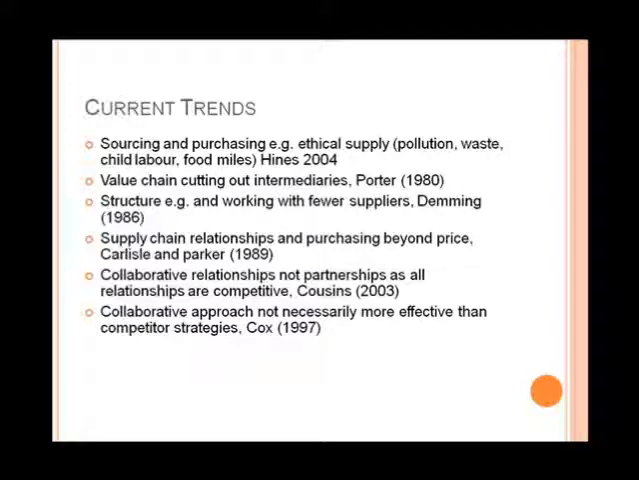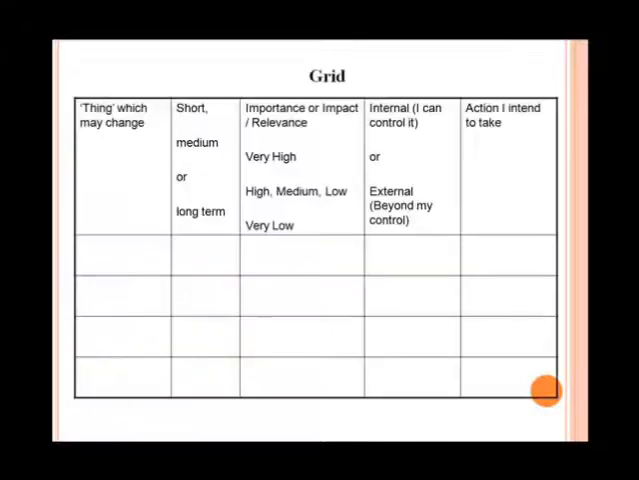Relationship with your customers, recession, anything that is going on at the moment. Current trends, contemporary issues. This is something you can use for your PEST analysis: what might change, what's the impact, how relevant is it to your business, is it internal so I can control it, or is it external, beyond my control. So when you're doing a marketing audit, this is the group you can use, and obviously, what action do I need to take.